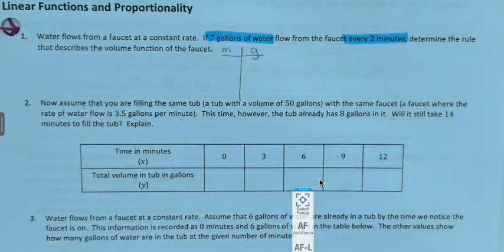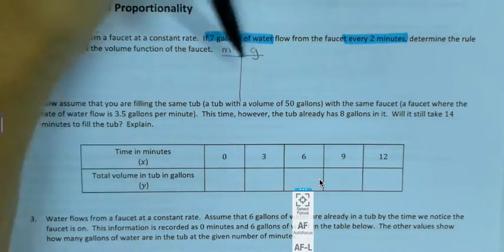All right, so looking up here, guys, we've got 7 gallons of water every 2 minutes, and this group right here said that we were going to make a table. So what information can we add to that table?